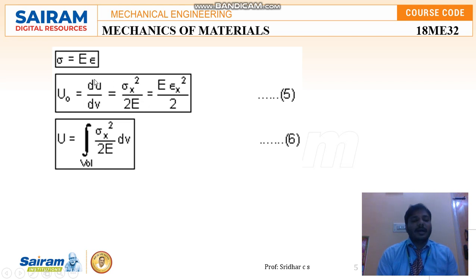By rearranging or integrating this equation, U will be equal to the integral over volume V of sigma x square by 2E into dV. So this is the final equation, where we can identify the work done, the internal strain energy, along with the density, when Hooke's law is recalled. So this is the equation you got.